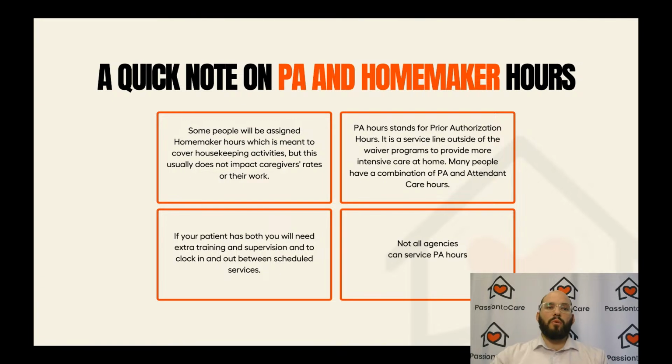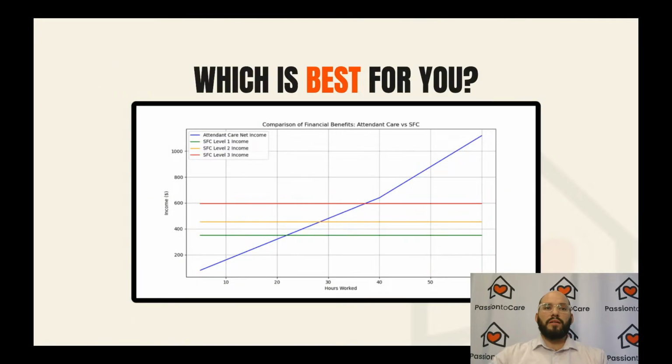Now, some important things to keep in mind that are going to affect the pay rate, and we're going to go into this more, is that if a person is approved for more than 40 hours of care, then they are entitled by law to overtime. This is not applicable to the SFC program, in which the patient and the caregiver are living together and are not billed an hourly rate. It's rather a flat daily rate.